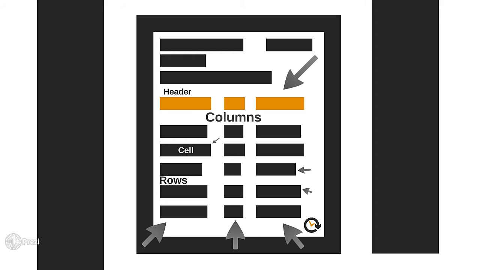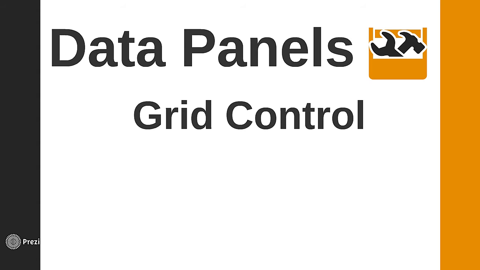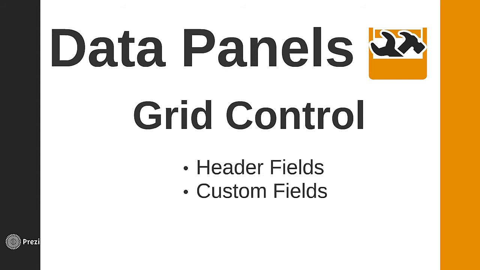With that out of the way, now let's jump into the tools that ChronoScan has for us to deal with table data. In ChronoScan, we have the data panels, and the data panels will offer us up to 4 grid controls. And the grid control is the actual table we are going to draw over our documents to capture each individual cell. And each grid control can have header fields and custom fields.